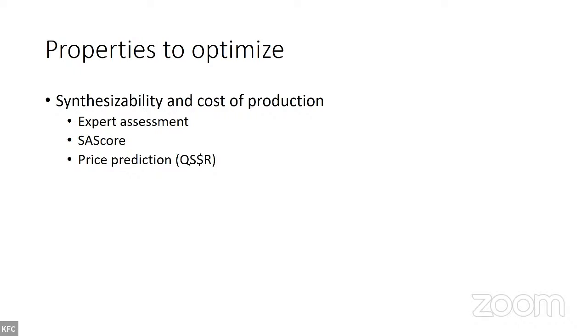Then another important property to optimize is the synthesizability, and the cost of production as well. Those two, of course, are related, because the more difficult something is to synthesize, the more it will cost. Still, the golden standard, the best method to do this, is expert assessment. If you know some medicinal, or rather organic chemist, or you're an organic chemist yourself, often to judge it yourself is simply the easiest. There are also some models that exist to estimate this.